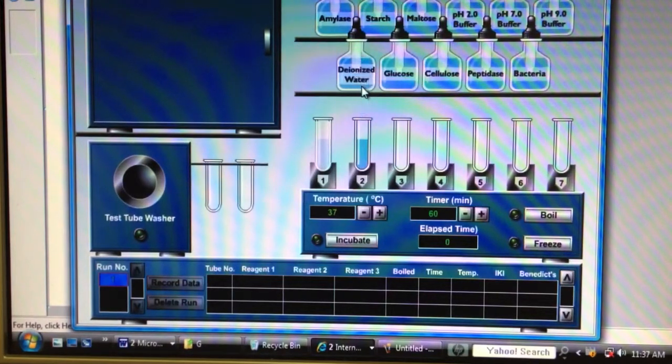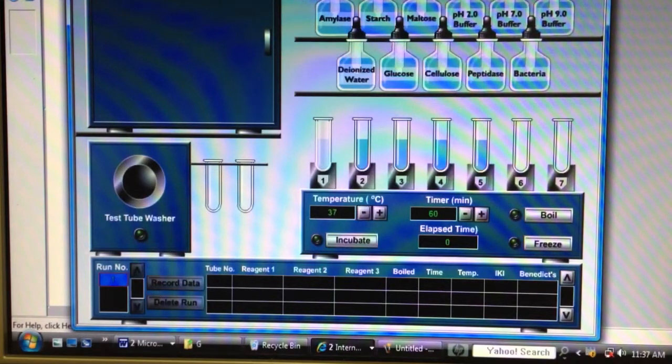In test tube number 3, we're going to add amylase, we're going to add glucose, which is sugar, and we're going to add a pH buffer of 7. Test tube number 4, we're going to add amylase. We're going to add something called cellulose. Cellulose is plant fiber. It actually makes up the cell walls of plants, and our body cannot digest it. Test tube number 5, we're going to add amylase, cellulose, and deionized water. So we're not going to have a pH buffer, just neutral water.